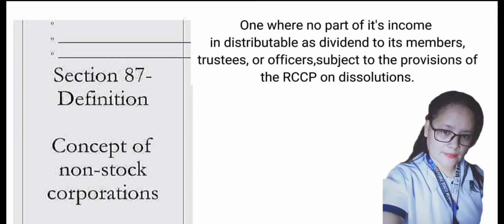Non-Stock Corporation. Based solely on the definition of a non-stock corporation, we should remember two things. One, it may have income, but the income is only incidental. And number two, if ever it has income, it is not distributable as dividends to its members, trustees, or officers. They will not receive anything like dividends.